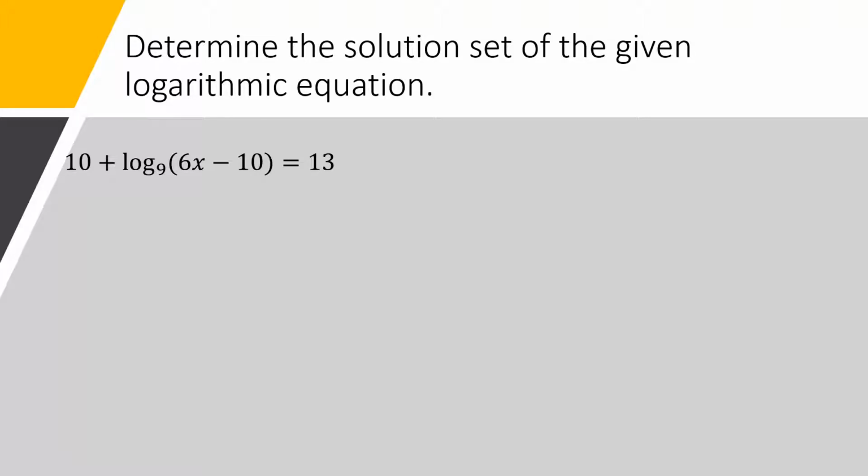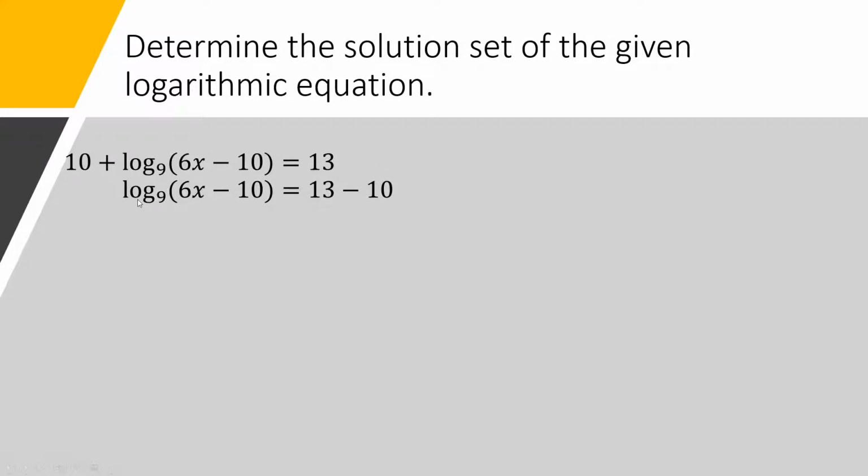Now, the solving of a logarithmic equation is somewhat similar to solving an algebraic expression. However, we have to take note of the logarithmic properties and laws of logarithm. In this case, our goal is to have a single logarithmic expression on one side. So the 10 will be removed here. To remove the number 10, we have to subtract both sides by 10. So we subtract 10 here and we subtract 10 here.